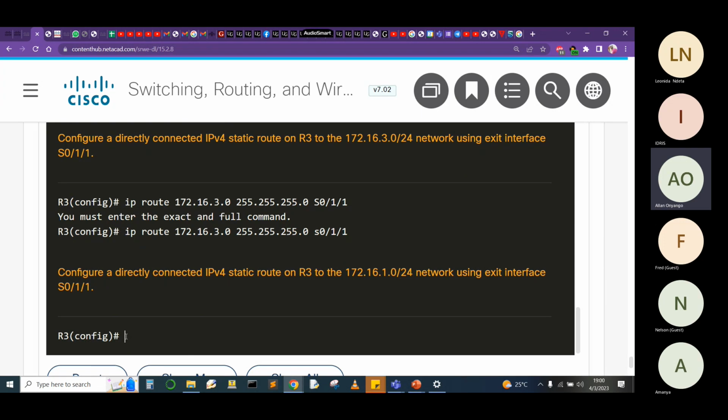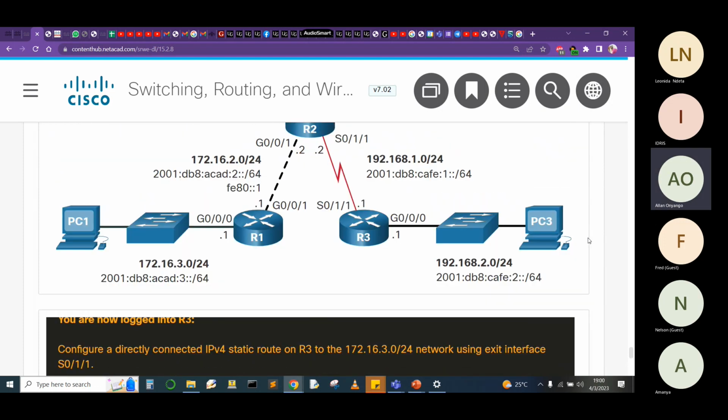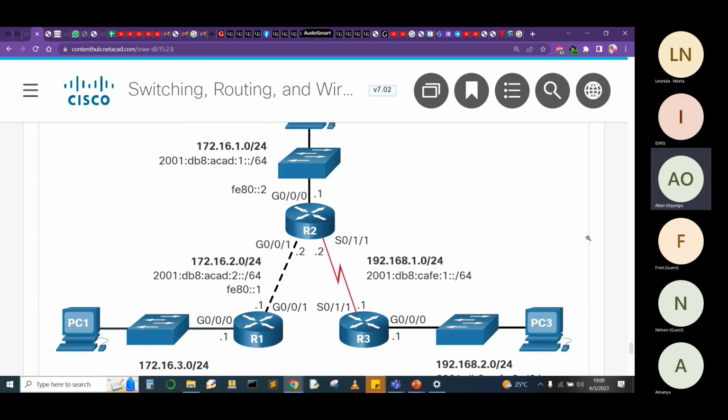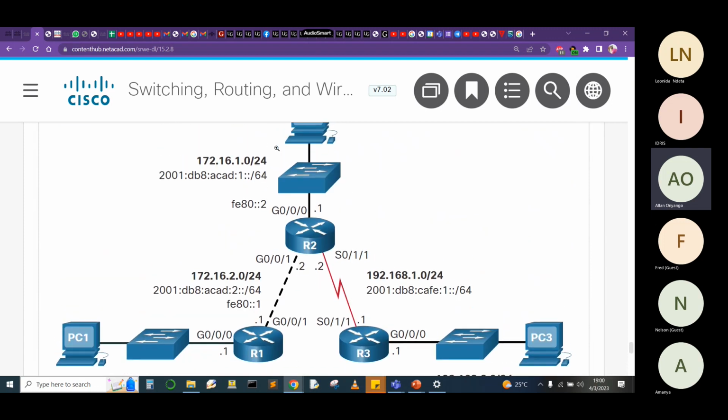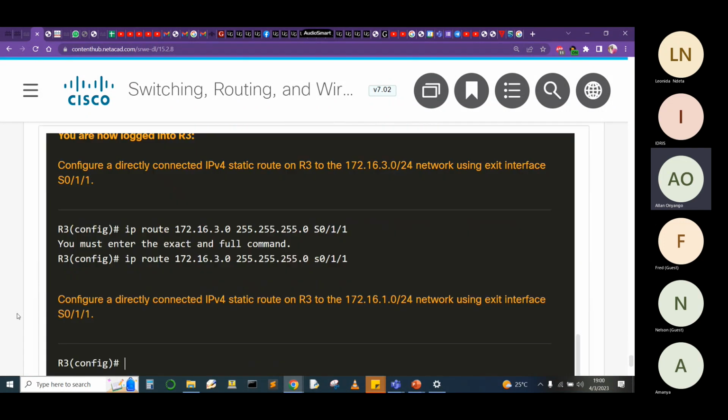Configure directly connected IPv4 static route on R3 to reach network 172.16.1.0. Where is that network? Is it the LAN on R2? You can see it's the LAN on R2. So from R3 to that LAN, remember the exit interface is still serial 0/1/1, and the next hop is 192.168.1.2. Let's see how that goes.